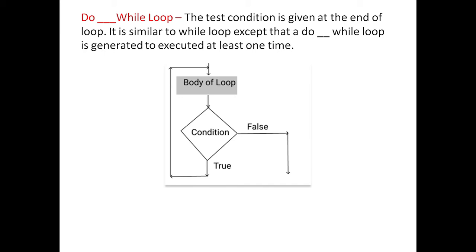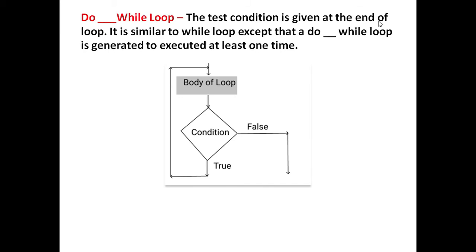Next is do while loop. Here the test condition is given at the end of a loop and is similar to while loop except that do while loop is guaranteed to execute at least once. This flowchart shows first it executes the body of loop and then it checks the condition. If the condition is true, again the body of loop is executed and when the condition is false, it goes outside the do while loop.